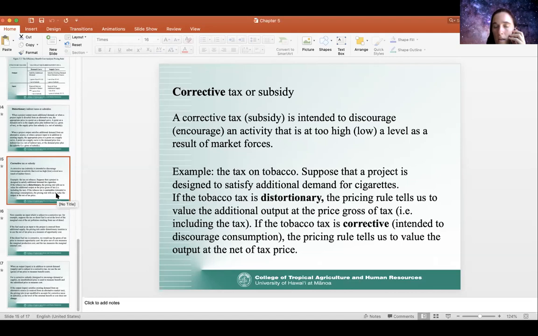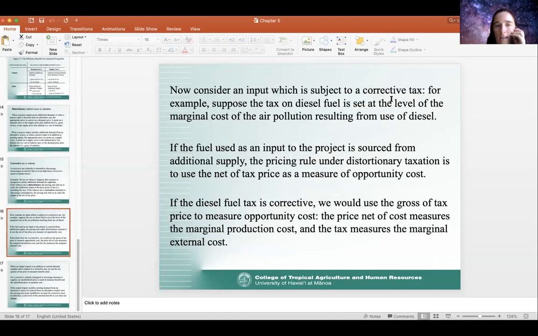I know we're getting sick of me preaching for more taxes, but here we go. If you have a corrective tax, for example, a tax on diesel set to the level of the marginal cost of air pollution, this is kind of what we want, because we can then get the money to try and clean up the pollution or at least do something to solve the problem. And if it's corrective, then we use the gross of tax to measure the opportunity cost. The net price of the cost of the resources measures the marginal production cost, and the tax measures the marginal external cost. So we're actually able to account for this.